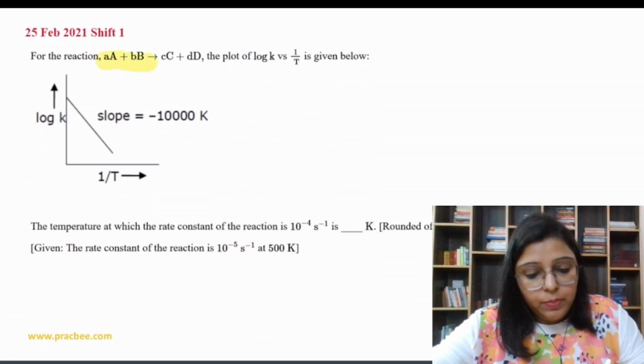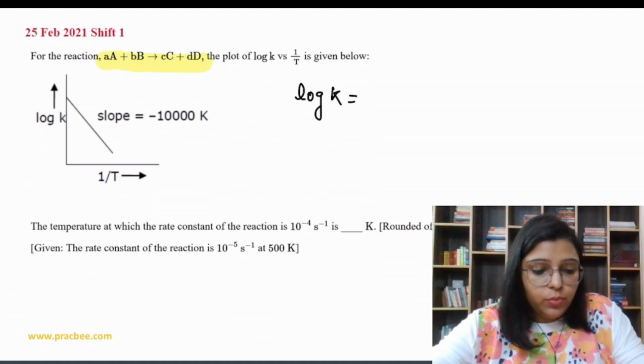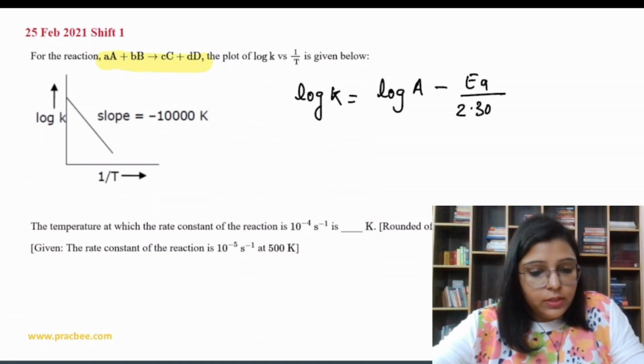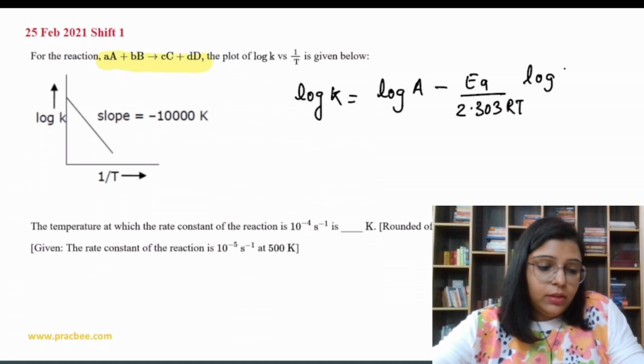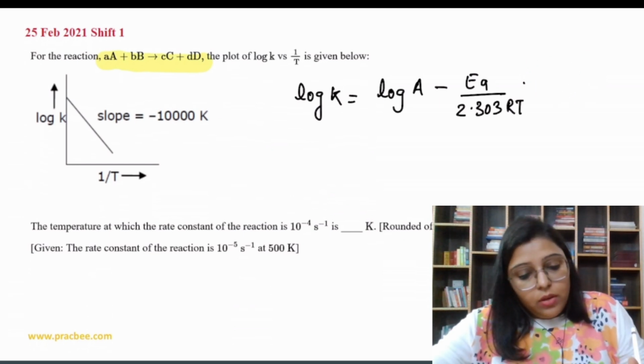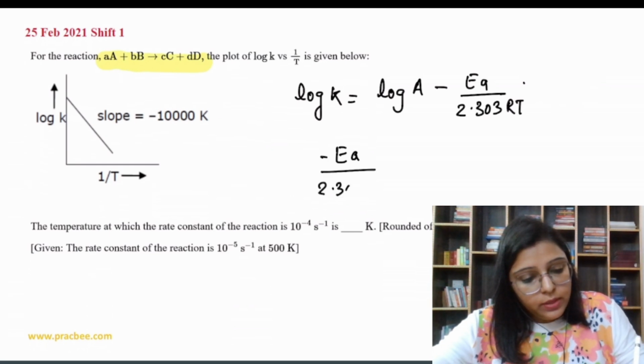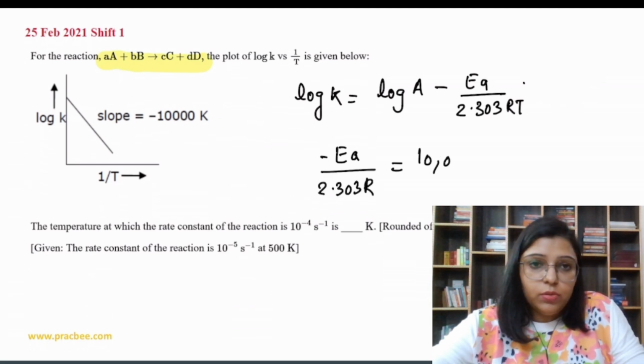For the reaction A + B gives C, consider the plot of log K versus 1 by T. So log K is equal to what? Log A minus Ea upon 2.303 RT, taking log base 10. So we have this equation. The slope of log K versus 1 by T is equal to this, so we can say that minus Ea upon 2.303 R is equal to minus 10,000.